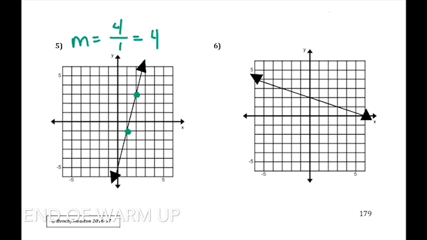Now when you have the line on a graph, you don't really need the point-slope formula because I know what the y-intercept is. It's negative 5. So that's actually my b in the y equals mx plus b. And here's my m, so I can just write y is equal to 4x plus negative 5, or just minus 5. And then for number 6, the same thing.